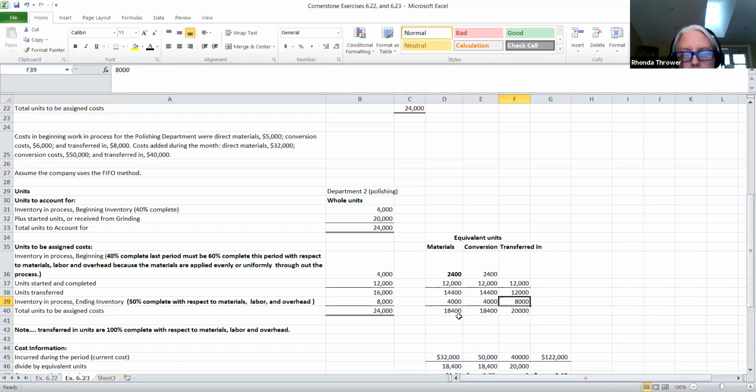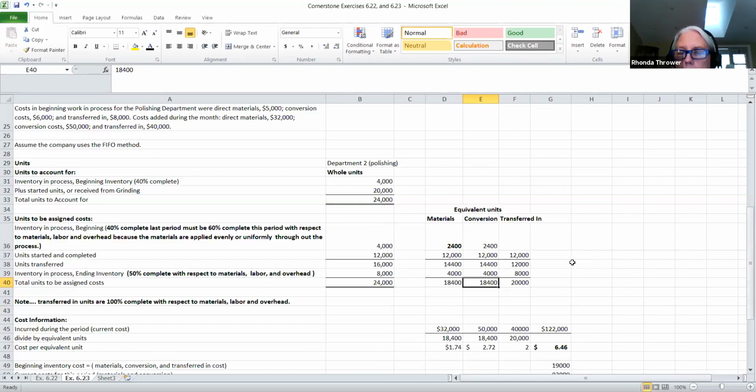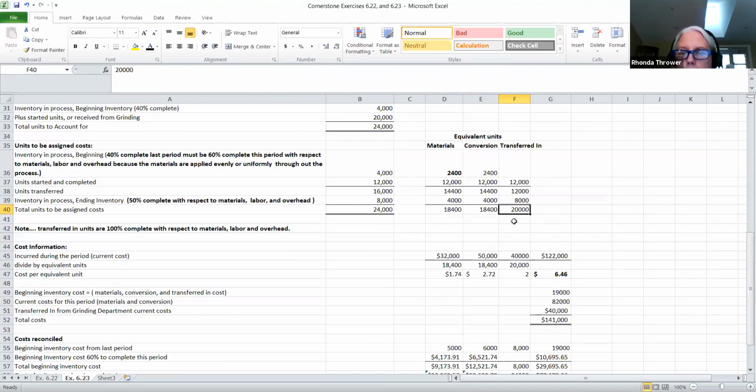So to find the equivalent units under the FIFO method, we take the beginning inventory units plus what we started and completed to give us what we transferred, plus our ending inventory units. That gives us our equivalent units. And the same is done for our conversion. Notice that under the FIFO method, the equivalent units for materials and the equivalent units for conversion are equal. The transferred in units are 20,000, and that would be the 12,000 plus the ending inventory, and that backs up to the total amount that were transferred in originally. It's stated in your problem.